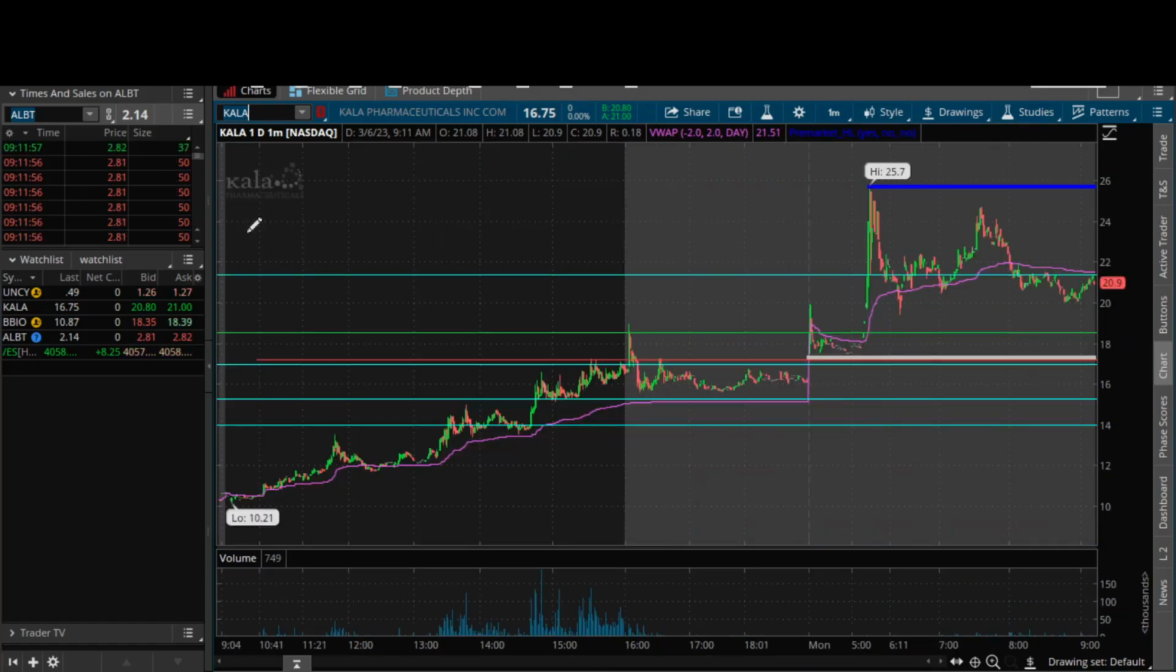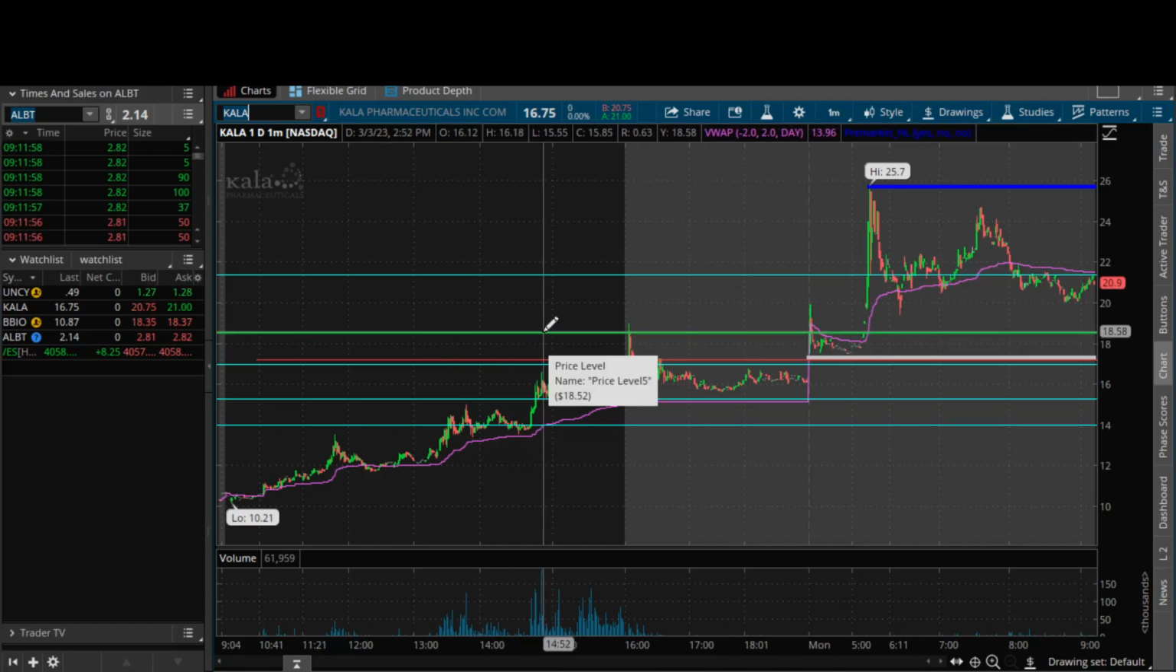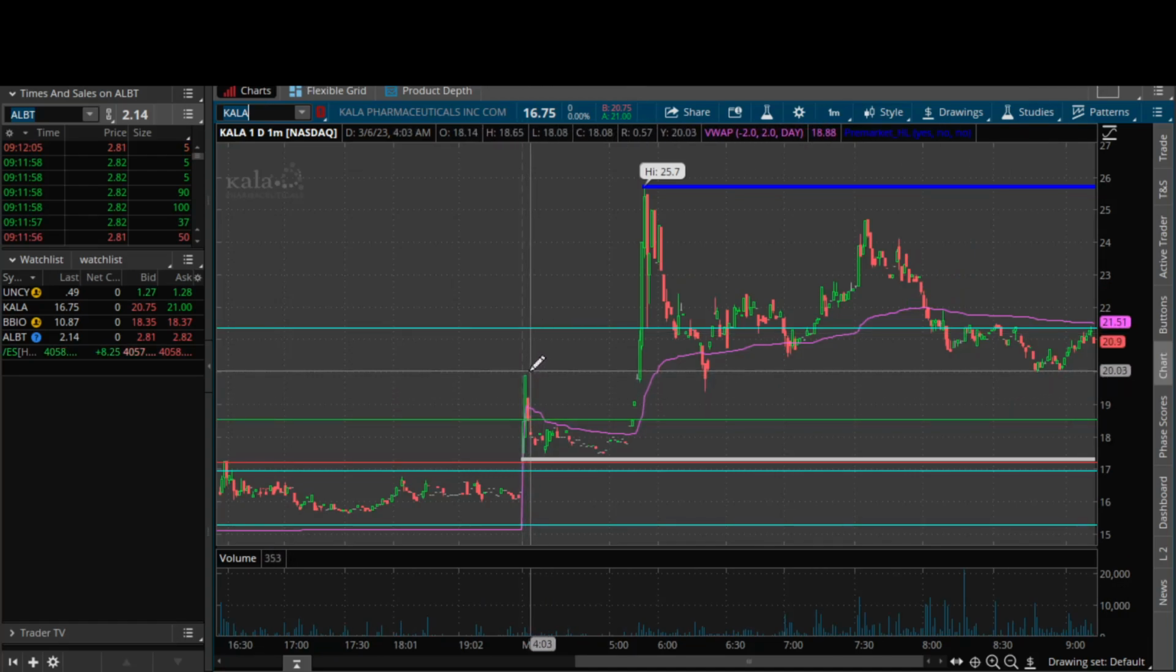Kala, I'm not a big fan of this one. I think I'm just going to remove it. I mean, we got some support, which is some daily support right above 18. Then we got 20, which is hoe number support. So I'll keep it on. But it's kind of in the deal.